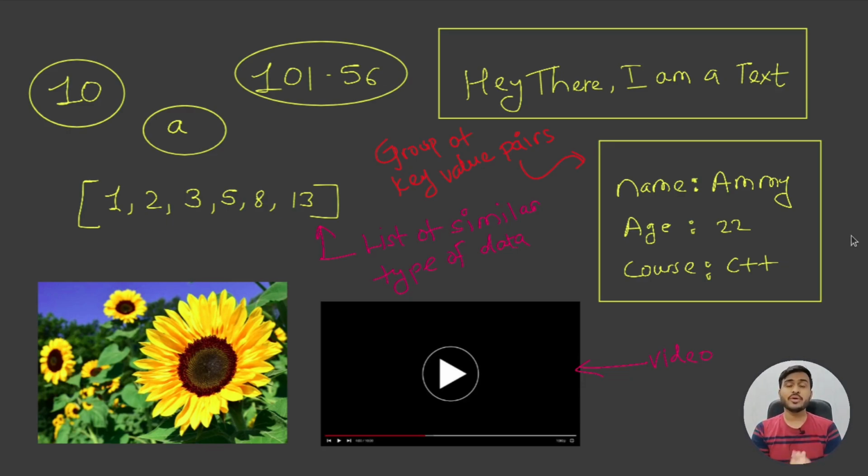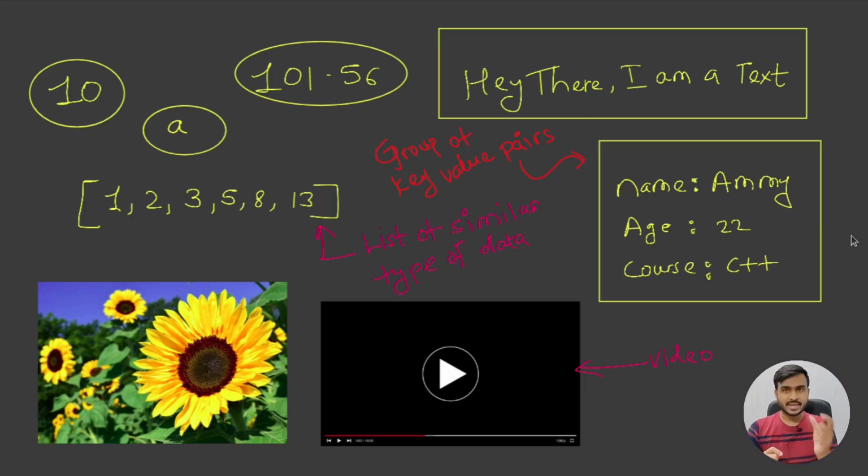Now if you observe very carefully, the data is of different types. 10 is different, small a is different, "hey there I am a text" is a different type of data. So depending on the type of data in C++, we have different data types. Now why do we have data types in any programming language? It's not just limited to C++. Each and every programming language has data types for dealing with data. Why do we have data types? I'll just tell you one simple reason.